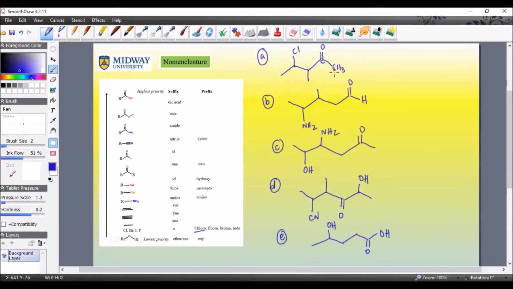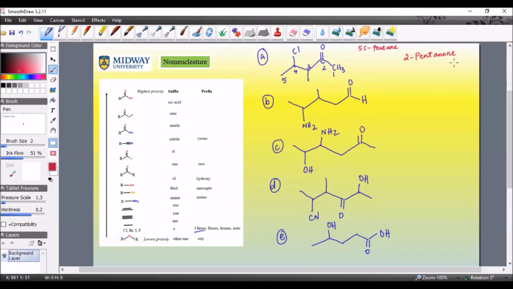So the first job is to find the longest chain, and the numbering should start from the side containing the functional group, which means I start from this side. So 1, 2, 3, 4, 5. I'm going to switch colors during this video so you can see how things work. This is a ketone, and the longest chain has 5 carbons, so that's pentane. The C double bond O is the ketone group in the 5 carbon chain, in the second spot, so it's 2-pentanone. This is the last name.